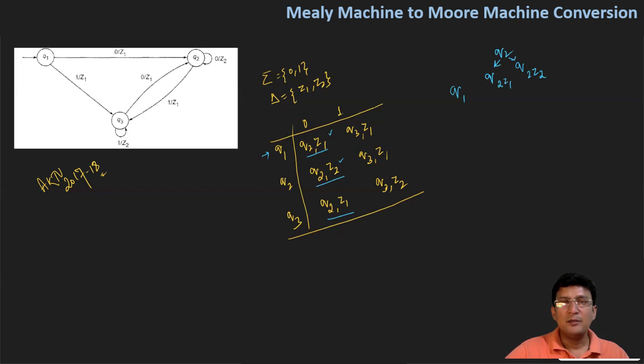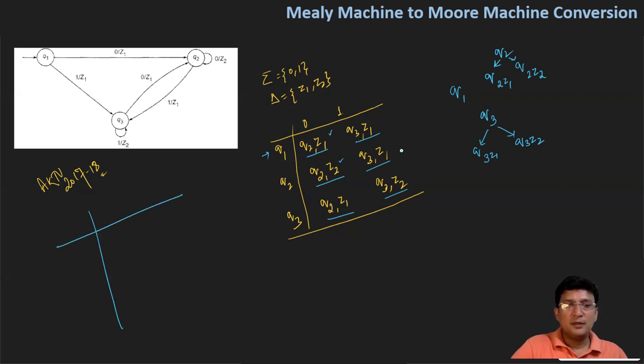Similarly, if I look at the Q3 state, here it is producing the output Z1 and here it is producing the output Z2. So I need two different Q3 states, one that produces the output Z1 and another that produces the output Z2. Let's design the table for this. The table for the Moore machine will have the Q1 state, which is the start state, then Q2 Z1, Q2 Z2, Q3 Z1, and Q3 Z2.